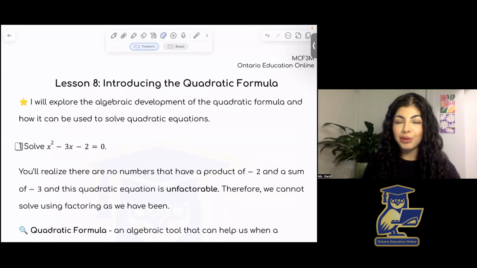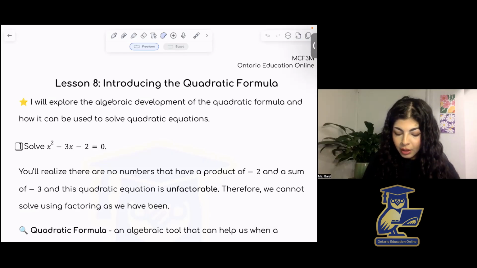If you tried to factor this, you will realize that there are no two values that give us a product of negative 2 and a sum of negative 3. So in other words, this equation is unfactorable, so we can't actually use any of the factoring methods we've seen. So we need another tool to help us find the solutions to this equation.